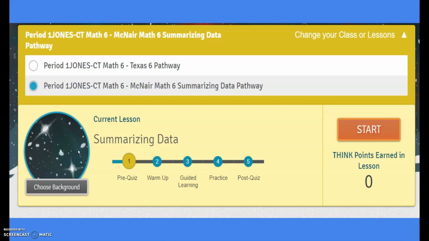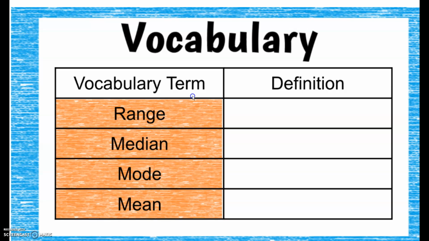Please refer back to my video anytime that you need to do Imagine Math. Make sure you click on the McNair Math 6 Summarizing Data Pathway. Make sure you mark it blue and press start before you get started.